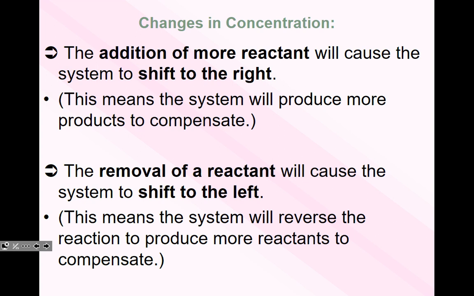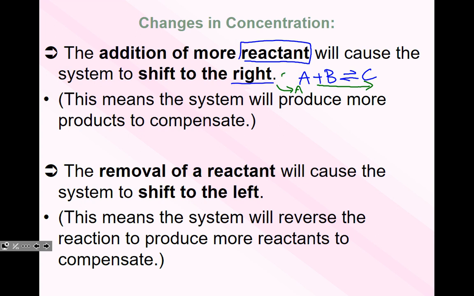Okay, so here we go. This is what happens. This is what you need to know. The addition of more reactant, so if you're adding more of a reactant, this will cause the system to shift to the right. Okay, what does that mean? A plus B yields C, right? If I'm adding more of a reactant, let's say I add A, it's going to shift to the right. This equilibrium is going to shift to the right. Why? This means that the system will produce more products to compensate.